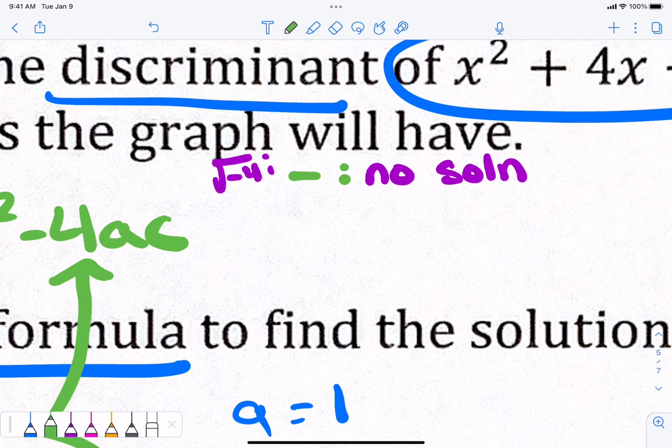What happens if that solution is positive, like the positive square root of 4? 2. Why are there 2 solutions?